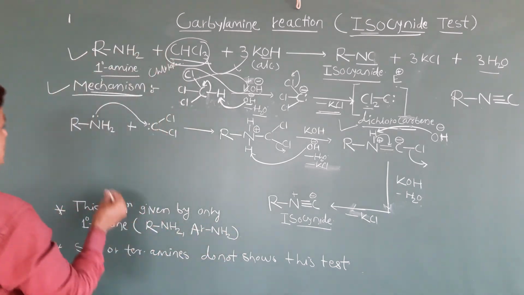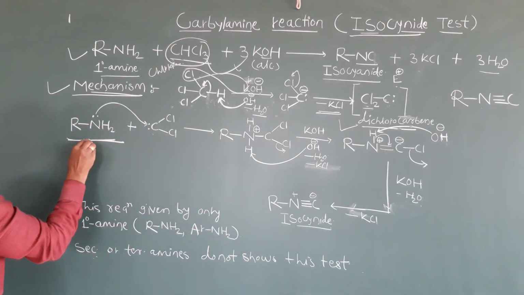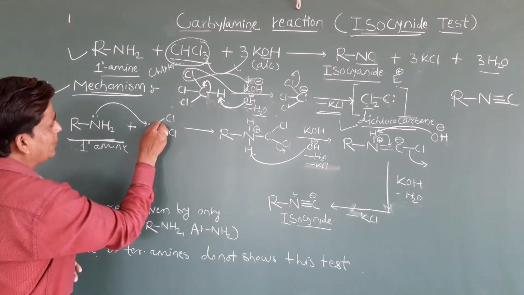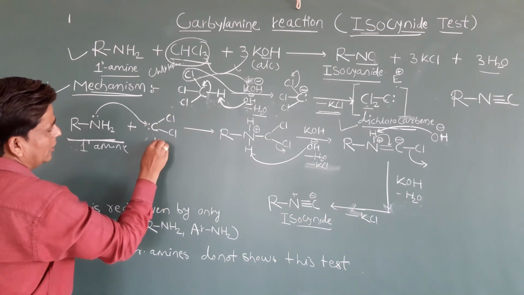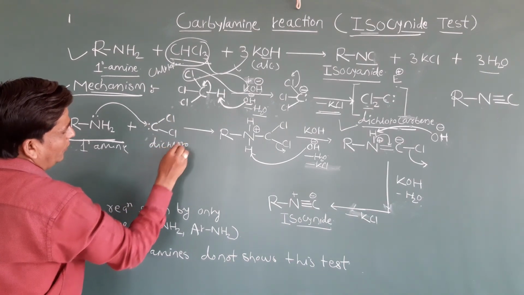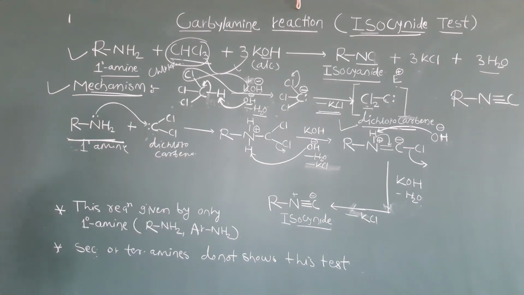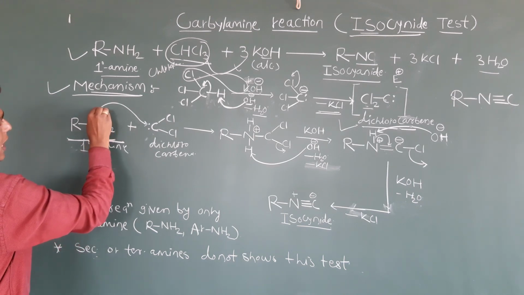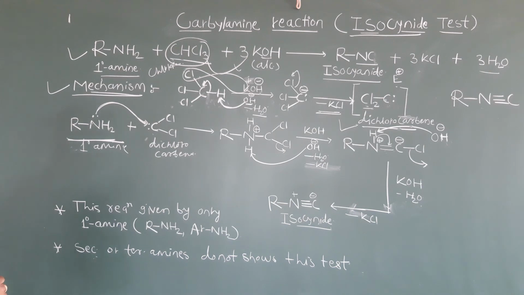Just check how this reaction proceeds. Here I have taken a 1 degree amine. This is dichlorocarbene, the carbon having the 2 Cl groups. This 1 degree amine has a lone pair of electrons, so it will attack this carbene carbon, and we will get one intermediate step.